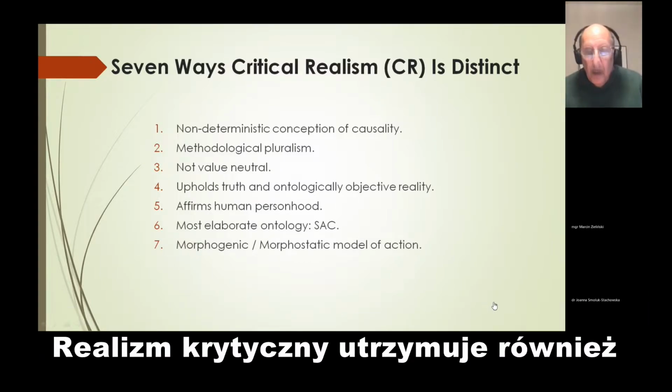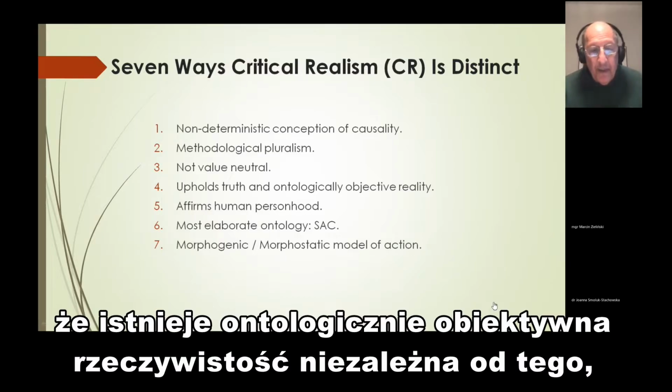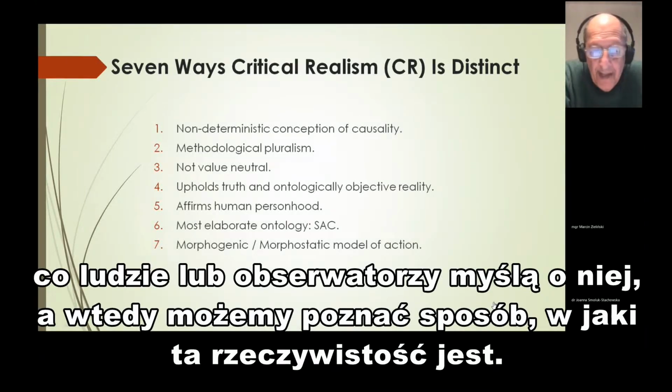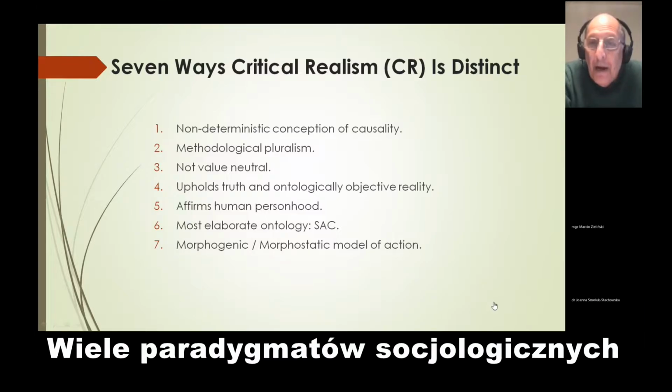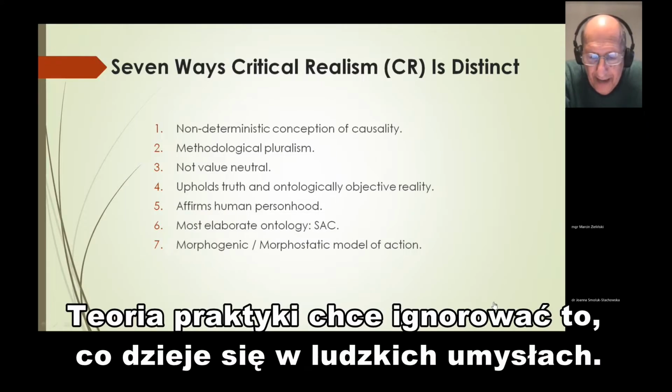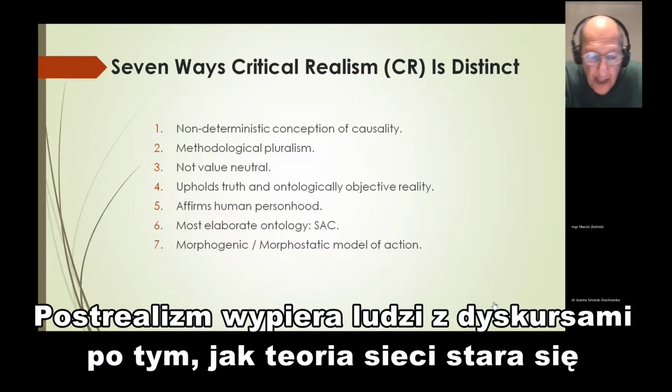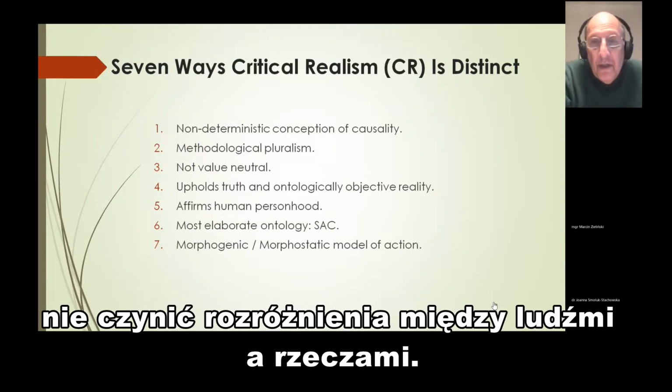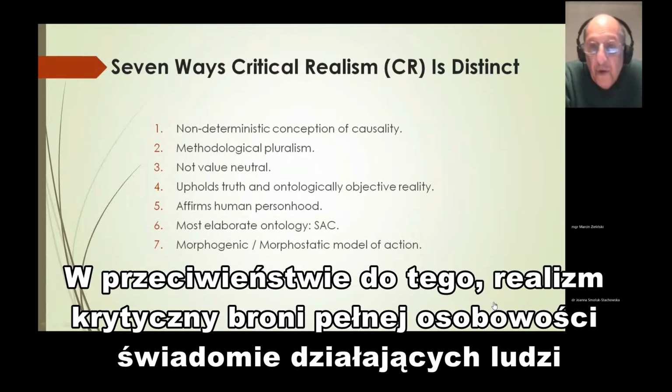As a realism, critical realism also holds that there is an ontologically objective reality independent of what people or observers think about it, and that we can know the way this reality is. A lot of sociological paradigms out there are dismissive in various ways of human personhood. Practice theory wants to ignore what is going on in people's minds. Post-structuralism displaces people with discourses. Actor network theory seeks to make no distinction between people and things. In contrast, critical realism defends the full personhood of consciously acting people.